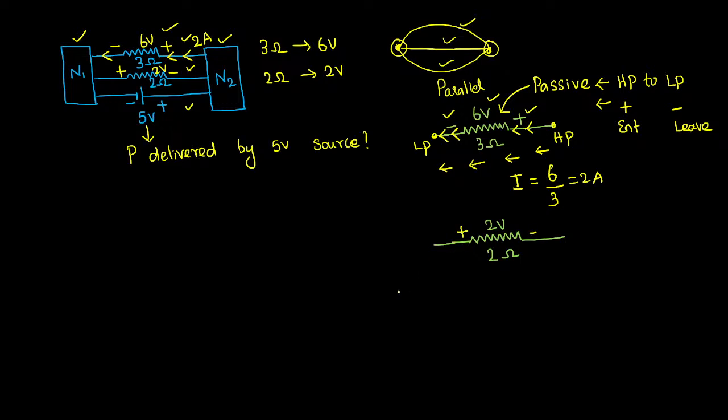Now, current entering once again, see what they told: polarity is given, plus and minus. Again you have to apply the basic rule: current always flows from the higher potential point to the lower potential point. Now tell me, for the second resistor, which is the higher potential point? This is the higher potential point because this is the plus. This is the lower potential point. A resistor is a passive element, so the current entering point should be plus and the leaving point should be minus.